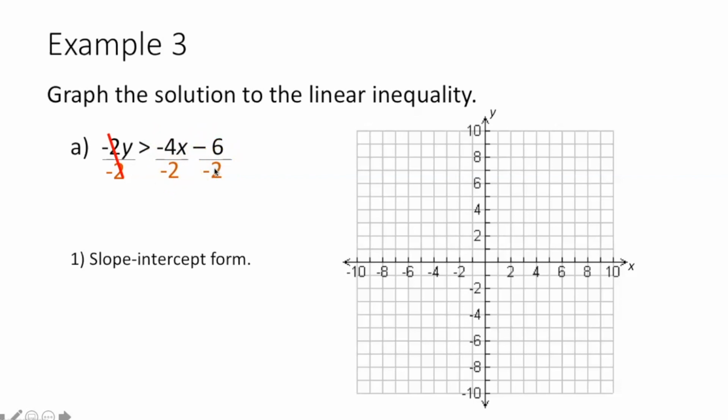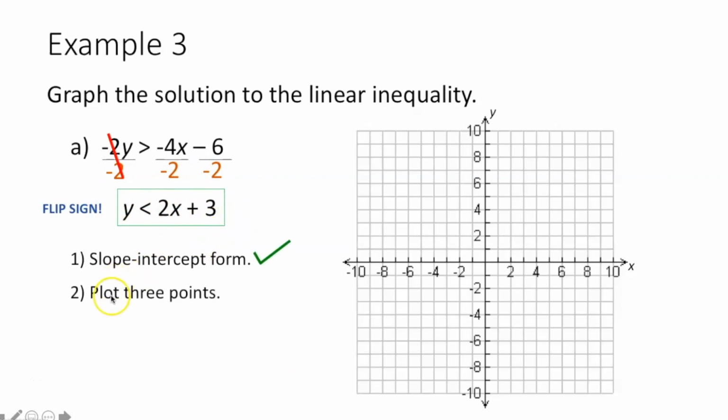Now, here's the question. Are we going to have to flip the sign? Yes. Remember, anytime you have an inequality and you divide both sides or multiply both sides by a negative number, you must flip your inequality sign. This is our new linear inequality. It's in slope-intercept form. Perfect.